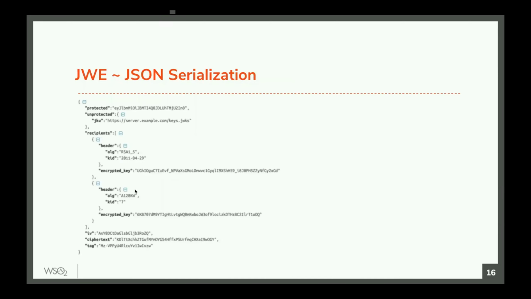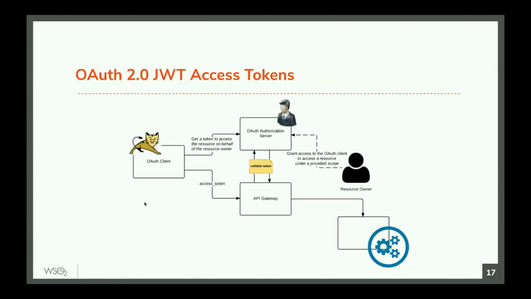Okay, so that's some internals about JWT. So let's move into the applications. I assume all of you know about OAuth. One use case of JWT is to use JWT as the OAuth access token, right?